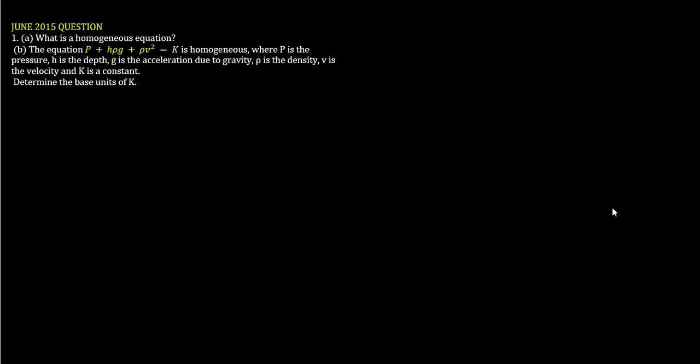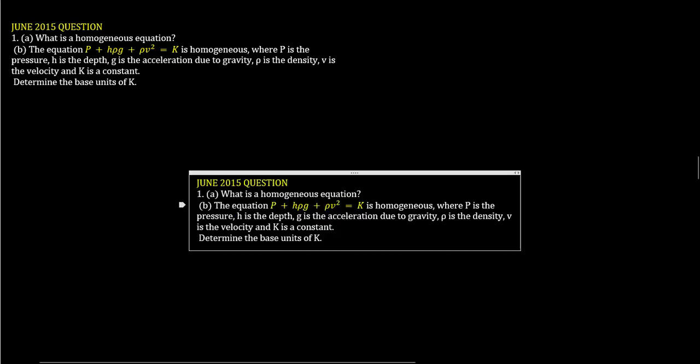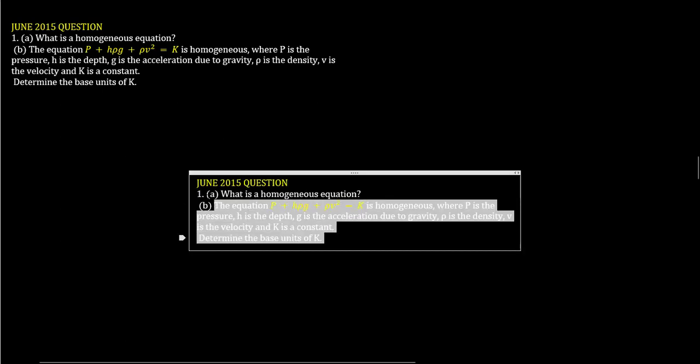The first part says, what is a homogeneous equation? So let's define a homogeneous equation. A homogeneous equation is an equation in which all the additive terms in that equation have the same base units. So in other words, let's see what it means.